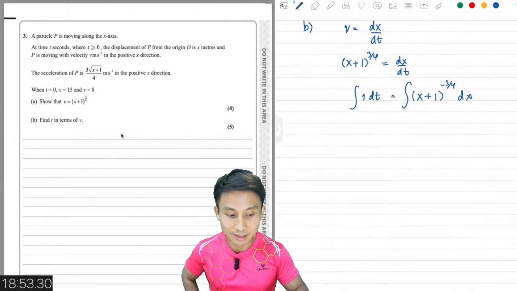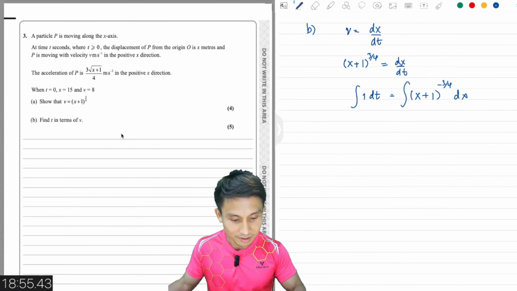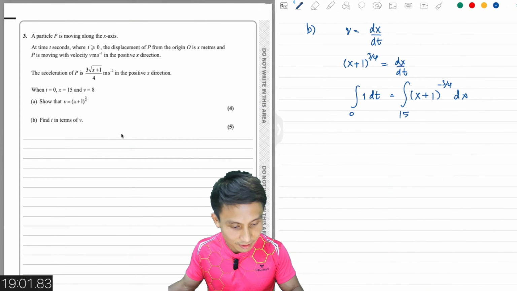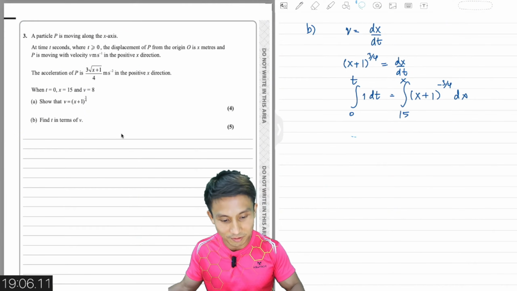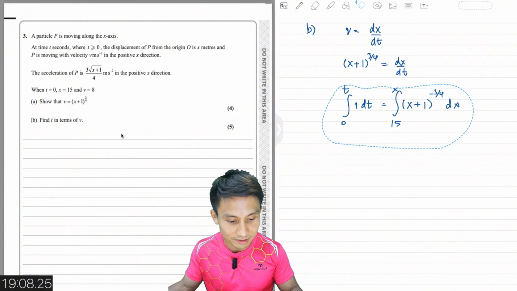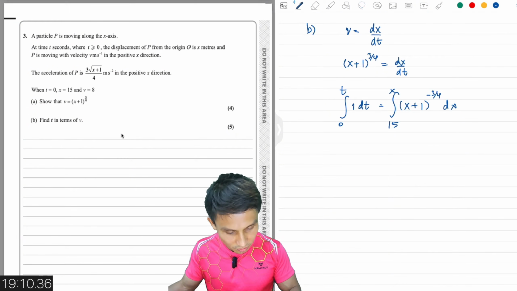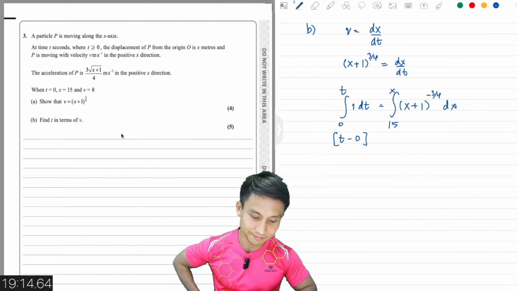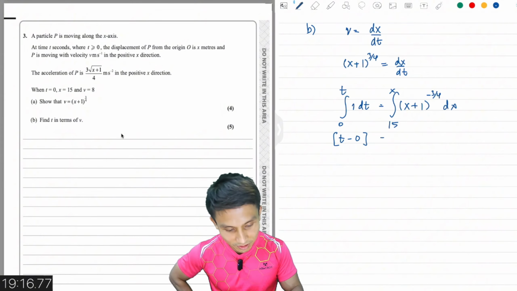Again, let's apply the bounds already. So t is 0, and x is, again, 15. Now when t equals t, x will be equal to x. That's when you apply the bounds. It's going to make life easier, trust me. So that's going to be just t minus 0 when you sub in the bounds and everything, right? I'm just writing so that you see.